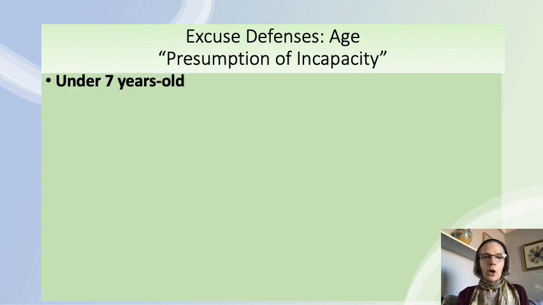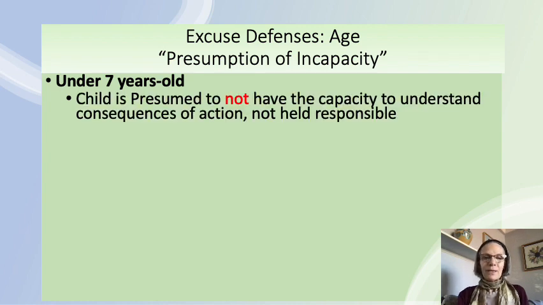And so under the age of 7, so from 0 to 6 years old, there's a presumption, a very strong presumption of incapacity. There's a presumption that they are incapable of possessing mens rea, possessing criminal intent, okay? So as it says there, a child under the age of 7 is presumed to not have the capacity to understand the consequences of their actions, and therefore criminal responsibility would be negated, okay?